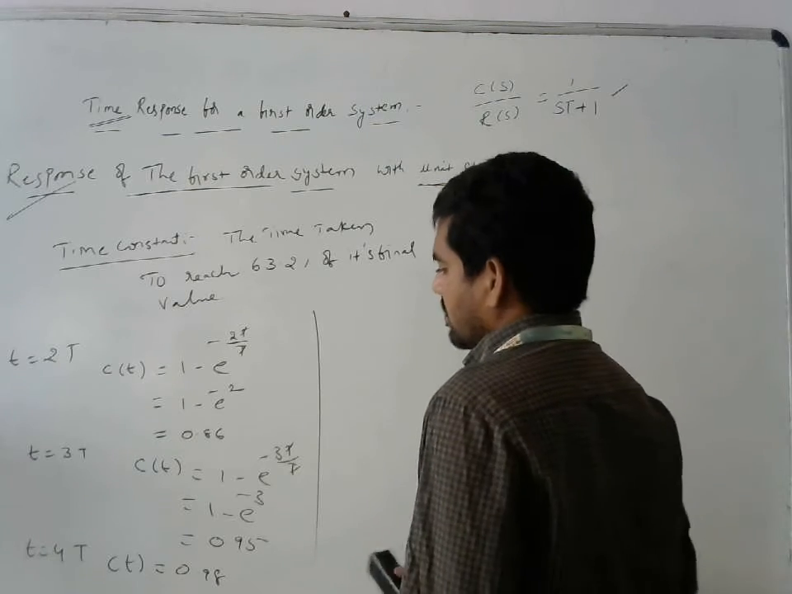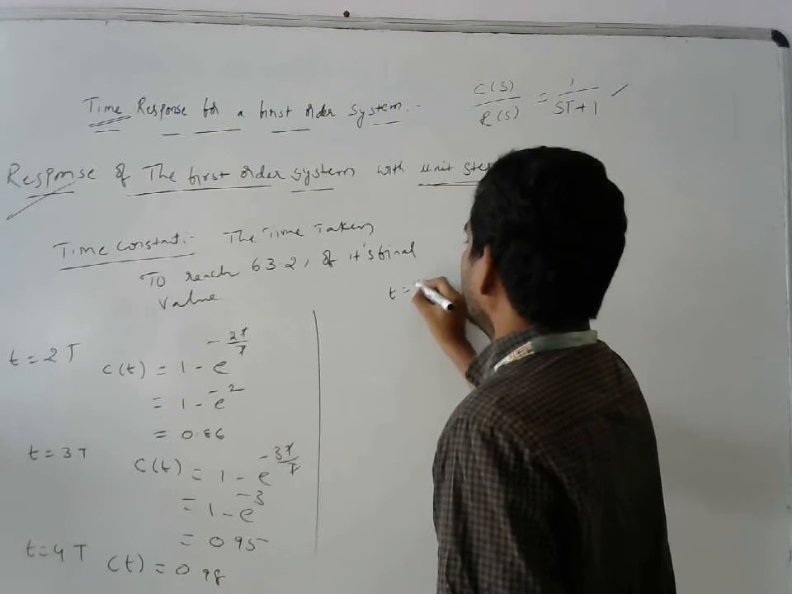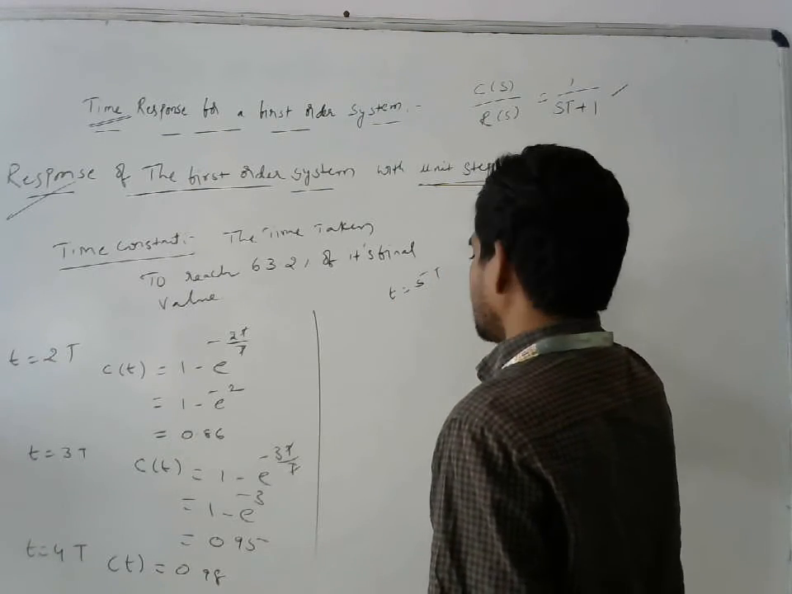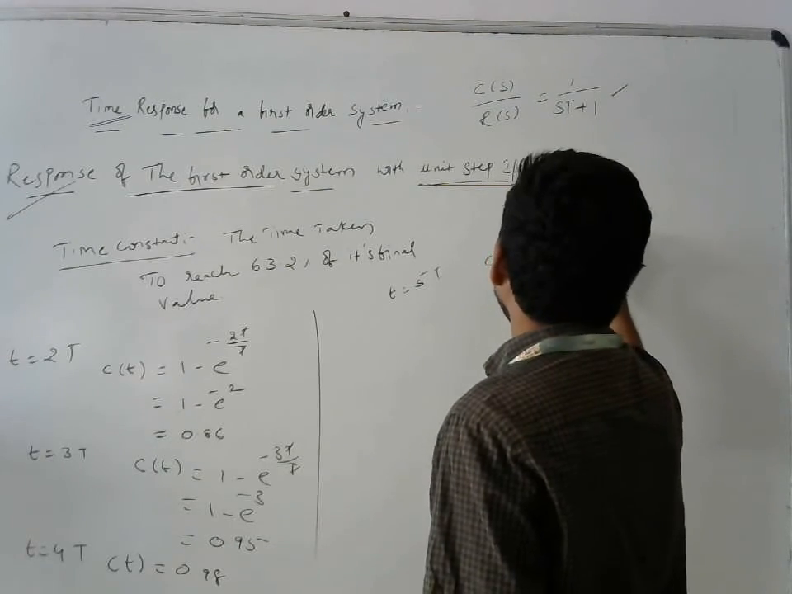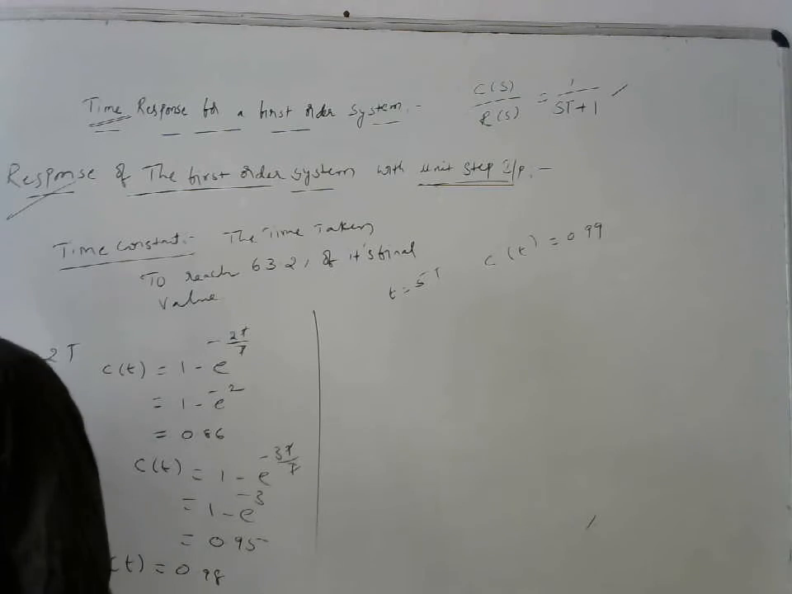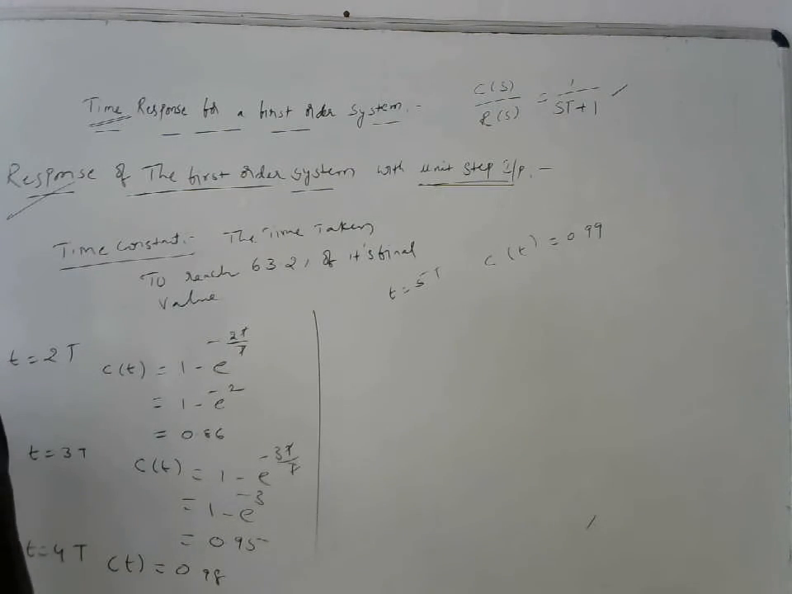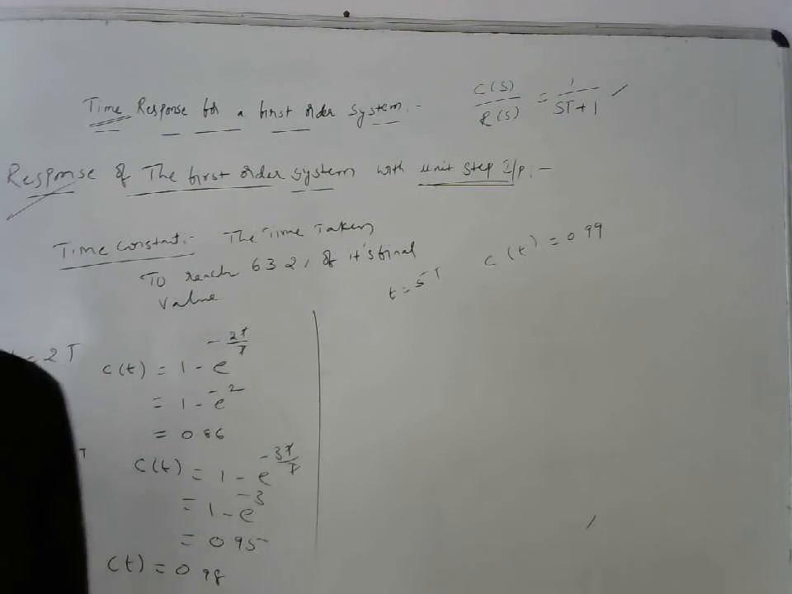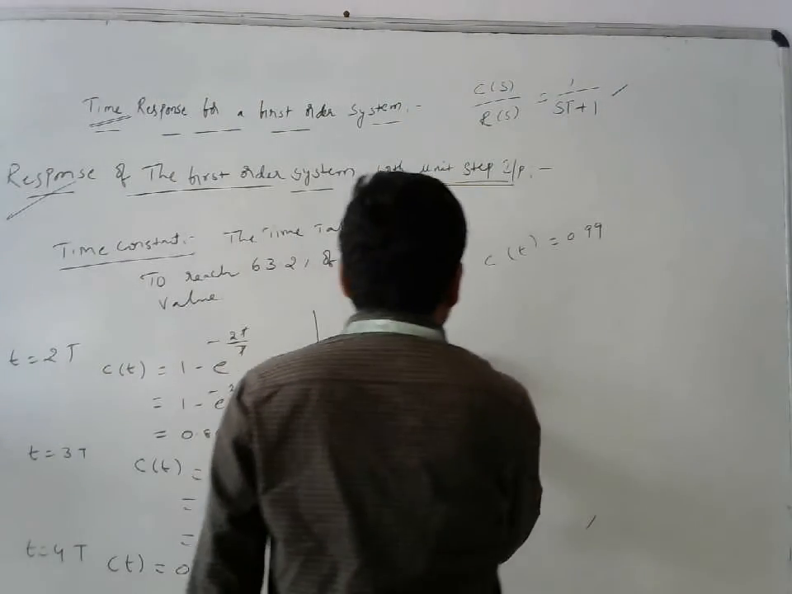Next, when t equal to 5t, we are going to get c of t equal to 0.99. Like that, it will vary. Now we need to draw a graph.